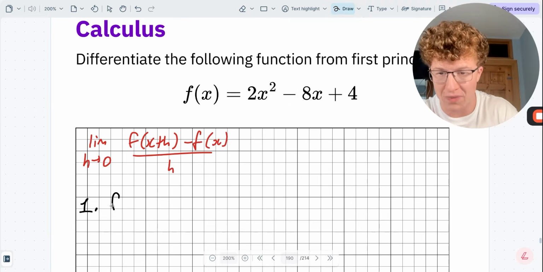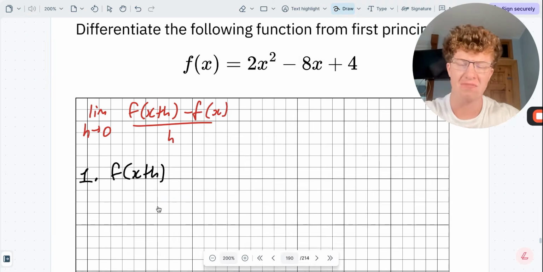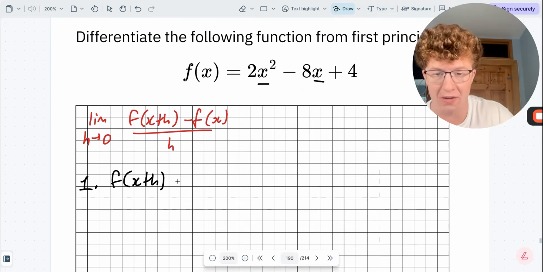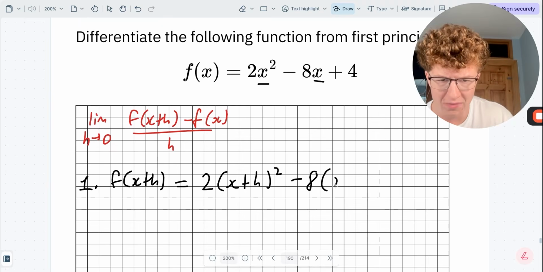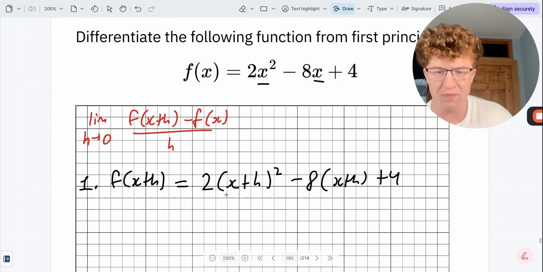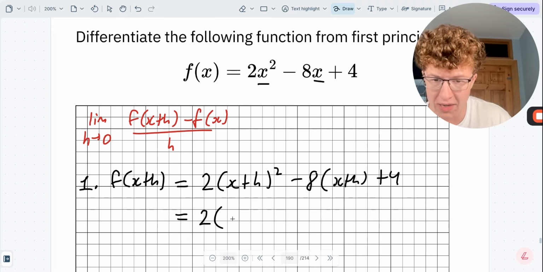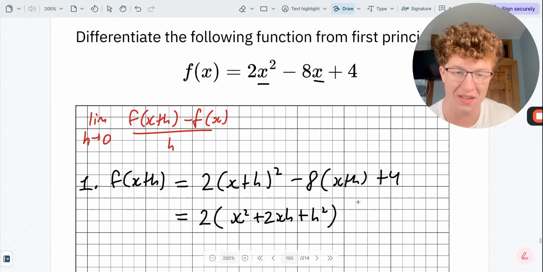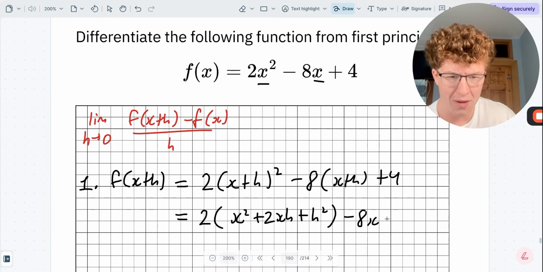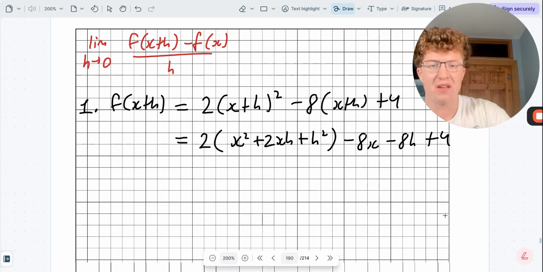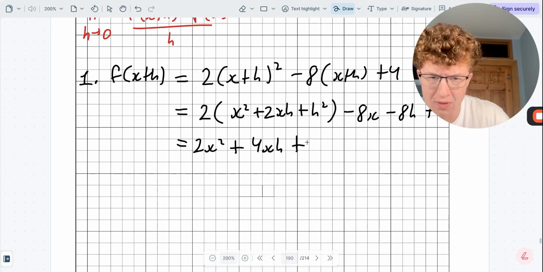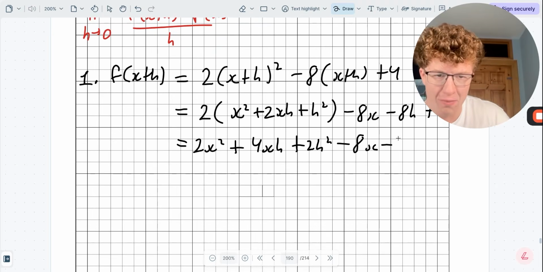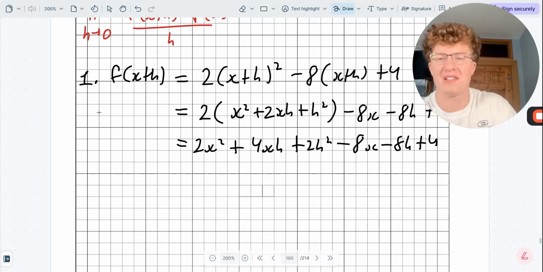So first thing we get, what is f of x plus h? F of x plus h, just fill in x plus h for x up here, okay? So that's going to be 2 times x plus h squared minus 8 times x plus h plus 4. Then I'm going to multiply this bracket out. So it's going to be 2 times x squared plus 2xh plus h squared. That's using the fast method. Then we have minus 8x minus 8h plus 4, like that. And then we can multiply this bracket out. So we get 2x squared plus 4xh plus 2h squared minus 8x minus 8h plus 4. Okay, so that's f of x plus h.